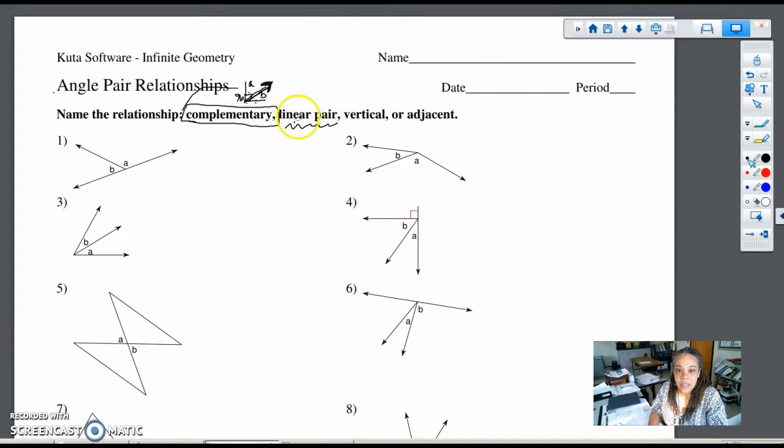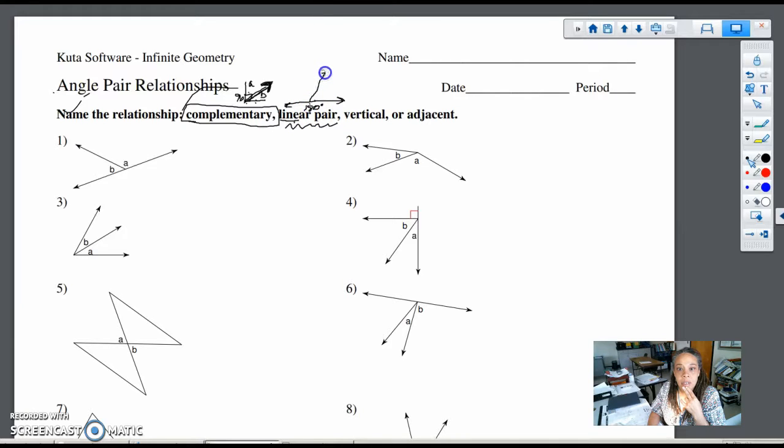A linear pair does what it says right here: a line. It forms a line. So first I will make a line, and a line measures 180 degrees. When I talk about angle relationships, that means there's going to be at least two angles in there, because you can't have a relationship with just one thing. A relationship involves two or more.